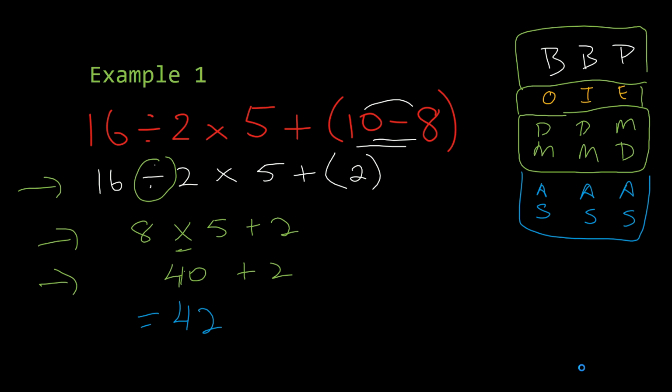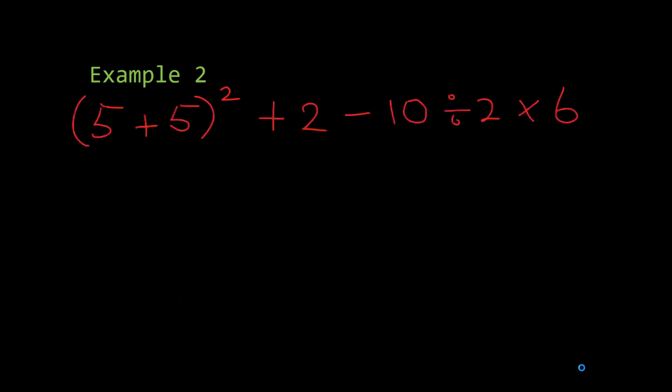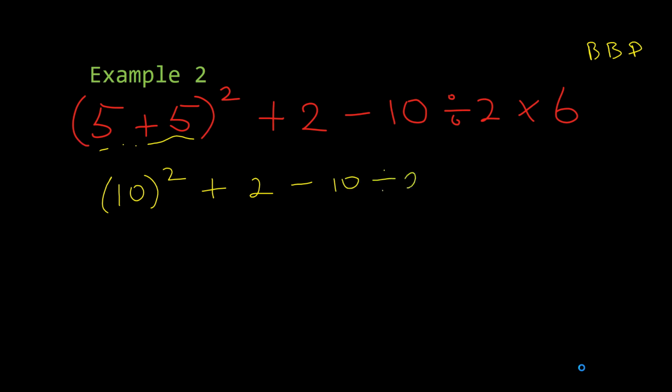Now I'm going to do the next example. Again, we're going to start off as we're supposed to. We go in with either brackets or parentheses. And that's the 5 plus the 5. We get 10. Put it back in the brackets, put the index, plus 2 minus 10 divided by 2 multiplied by 6.